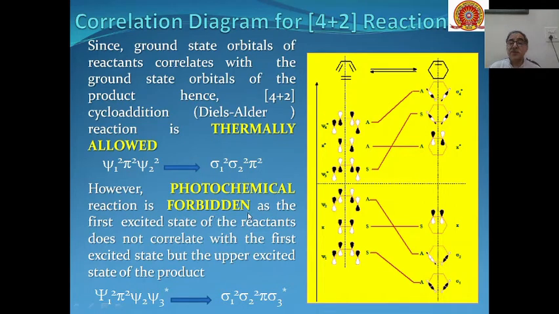As you can see, in case of photochemical reaction, we see the first excited state of reactant should correlate with the first excited state of the products. But here, this is the first excited state of the reactants, and this is the first excited state of the products. These are not correlating. Instead, this is correlating with the upper excited state of the product. Therefore, this is photochemically forbidden. So first excited state of the reactant does not correlate with the first excited state, but the upper excited state of the product. Therefore, this reaction is photochemically forbidden. So this will not be allowed photochemically.